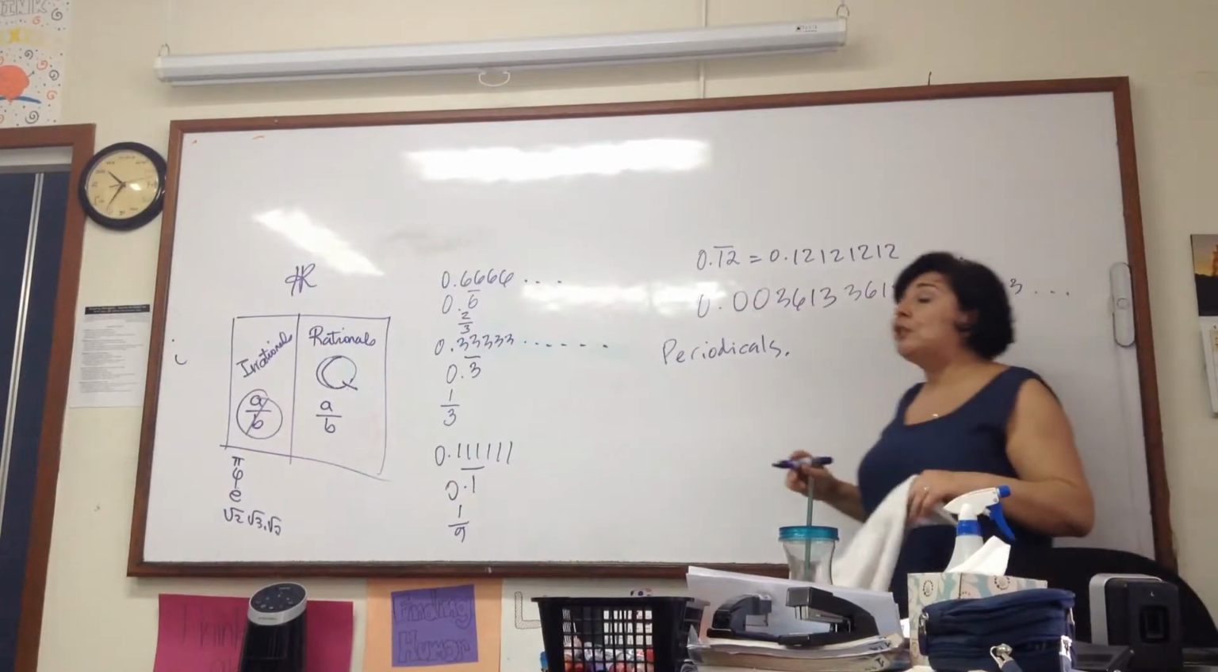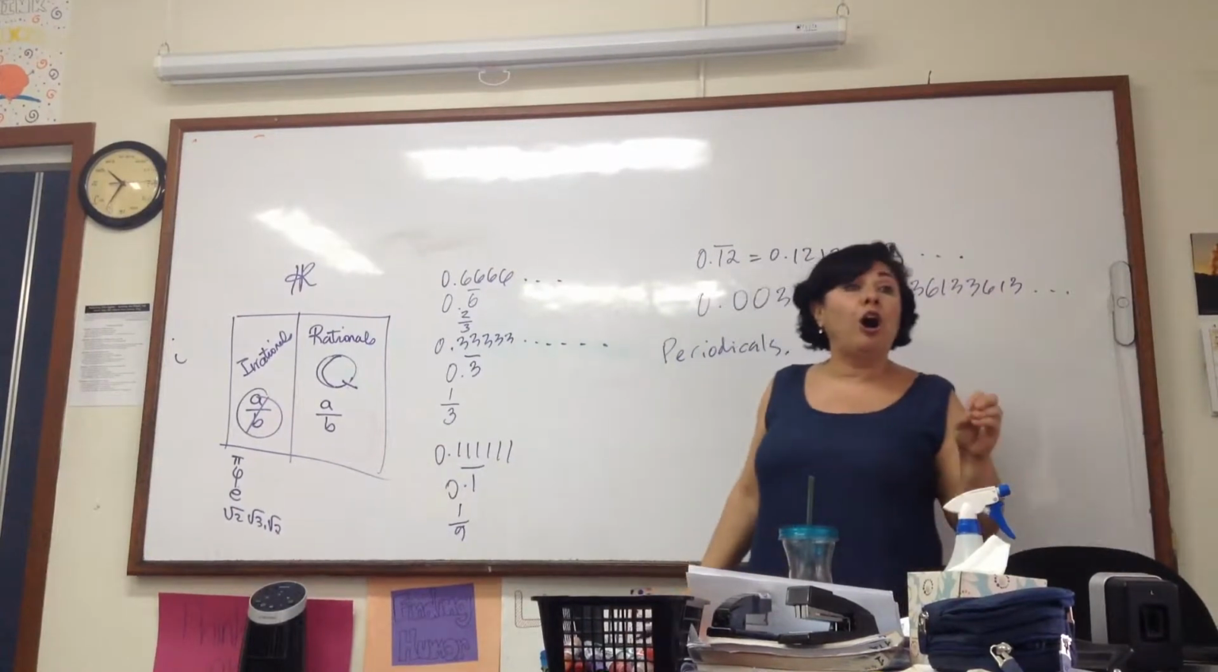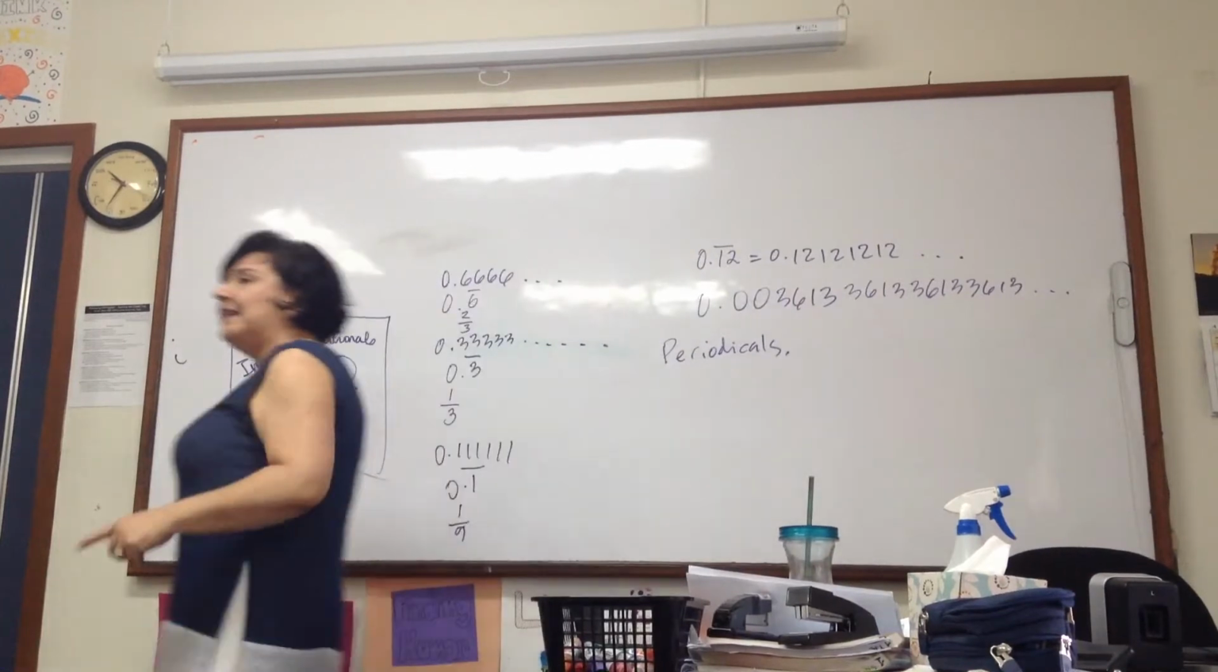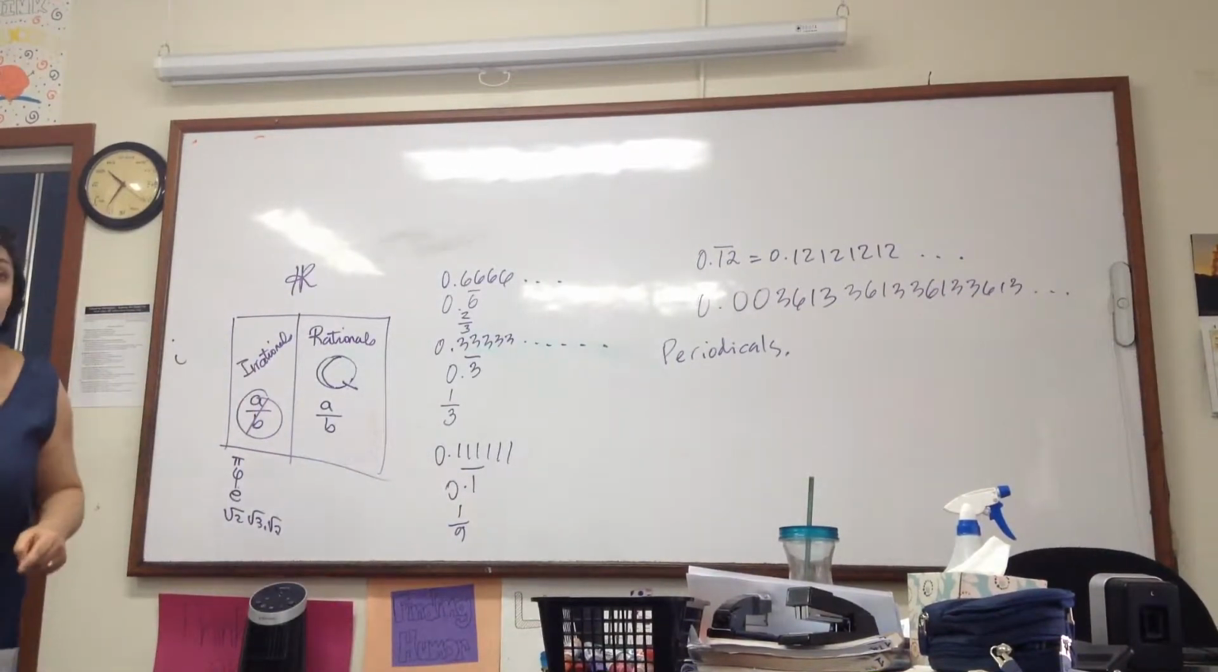Now, it turns out that all periodicals are rational. The reason why pi isn't rational is because it's not a periodical.